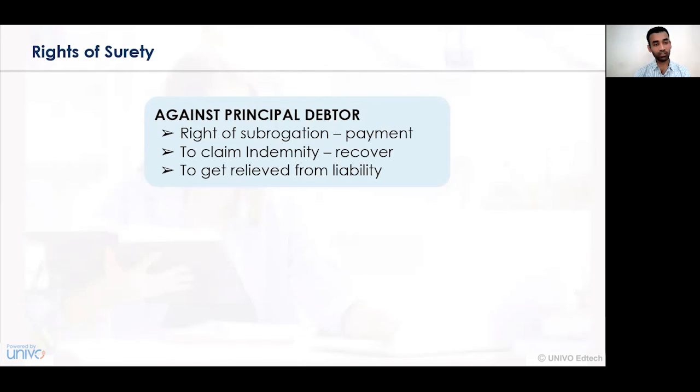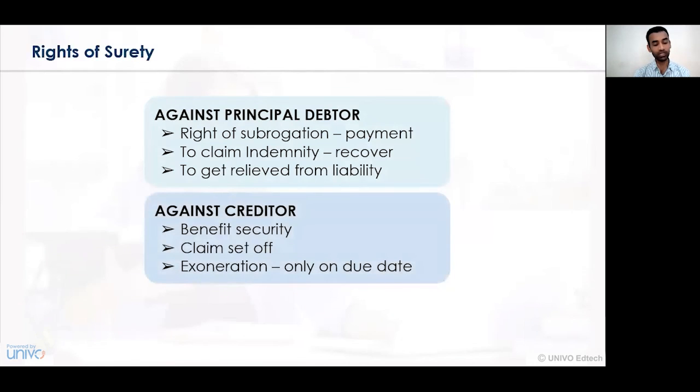The third right of the surety against the principal debtor is to get relieved from the liability. So if the principal debtor makes a certain amount of payment, then automatically the surety has the right to get relieved from his liability. Now let's understand what the various rights of the surety against the creditor are.